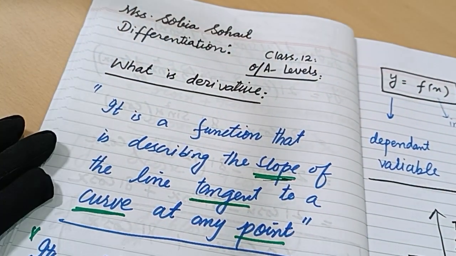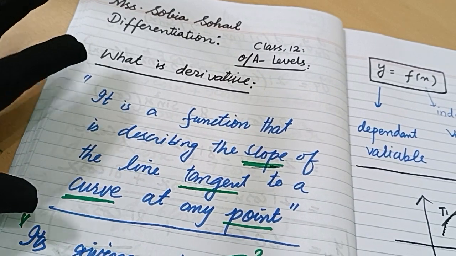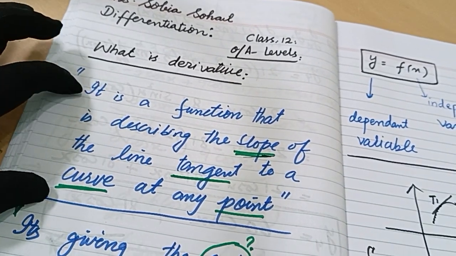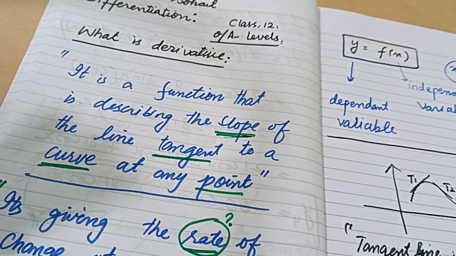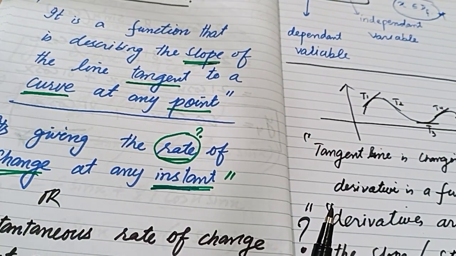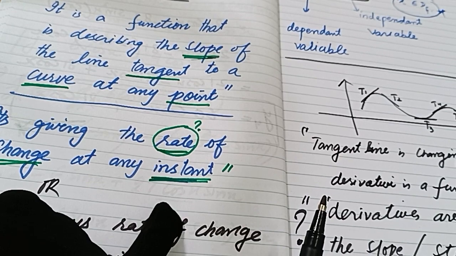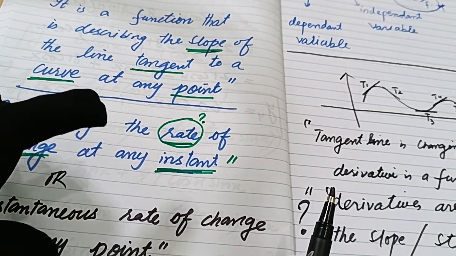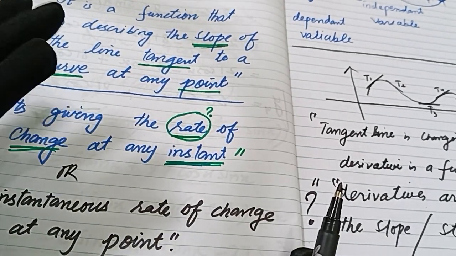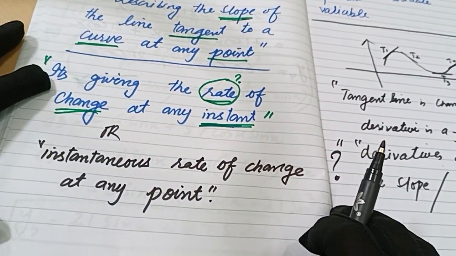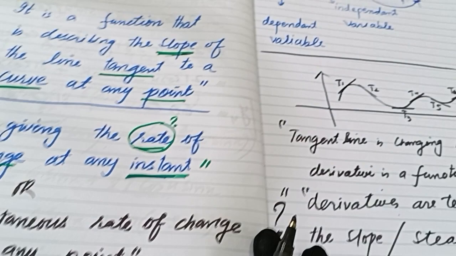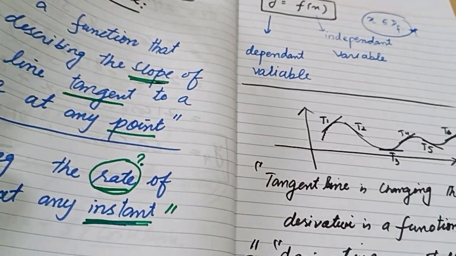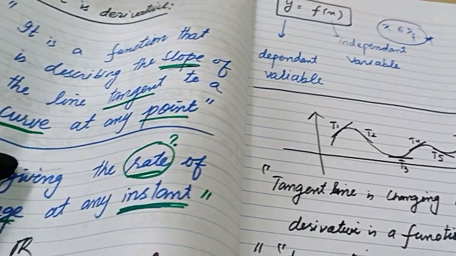This is a very important topic. Let me define again what a derivative is. It's a function that is describing the slope of the line tangent to a curve at any point. So it can also be said that it's giving the rate of change at any instant. Instant means a very short interval. Okay, very short but countable, existing interval, or instantaneous rate of change at any point. These two are almost the same. Okay, so we are taking the tangent line I have defined here.